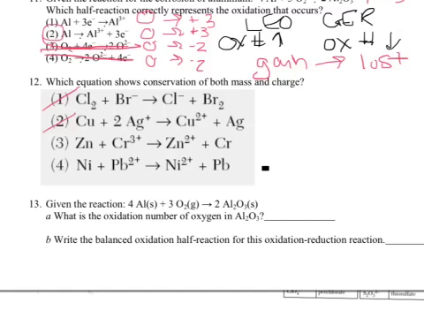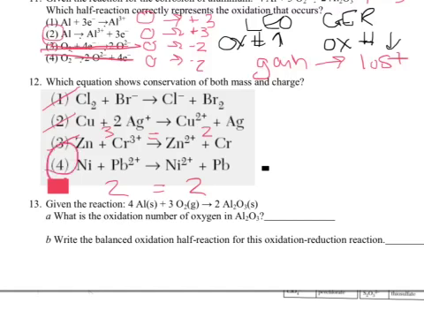So in 3, the total charges here are going to be 0 plus 3. That equals 3. And remember that this arrow is like an equal sign. And then we have 2 plus 0, or 2. That's not true, so this can't be the answer. Let's see why 4 is our best choice. Here we have nickel, which is 0, plus lead, 2. 2 equals 2 plus 0, 2. So this has the conservation of both atoms and charge.